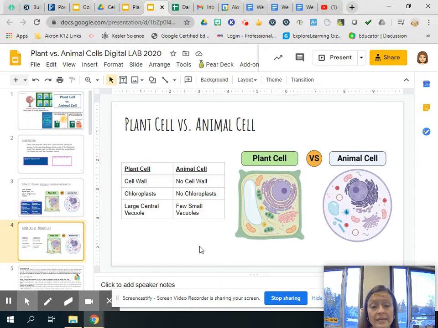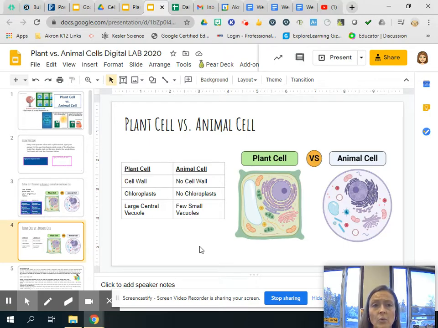Okay, so hopefully this is close to what you got as far as the differences between plant cells and animal cells. So plant cells have a cell wall, animal cells do not. Plant cells have chloroplasts, animal cells do not. Plant cells have a large central vacuole that they have a lot of water in, and animal cells only have a few smaller ones.